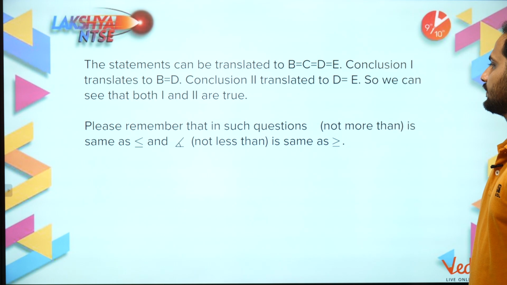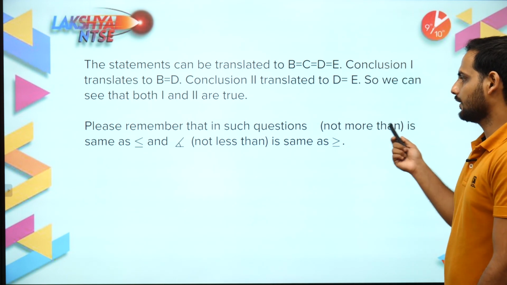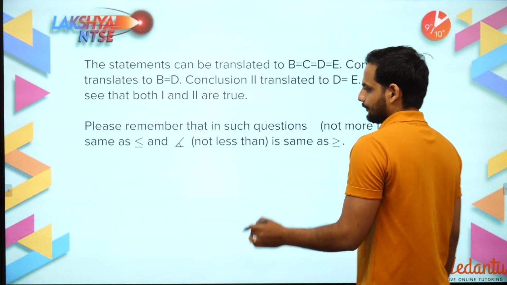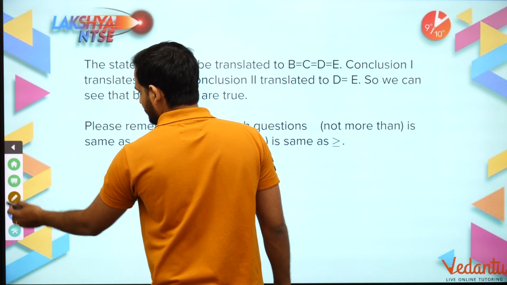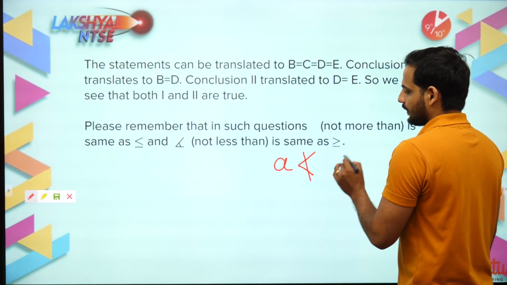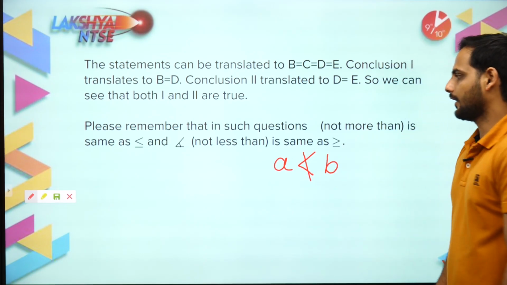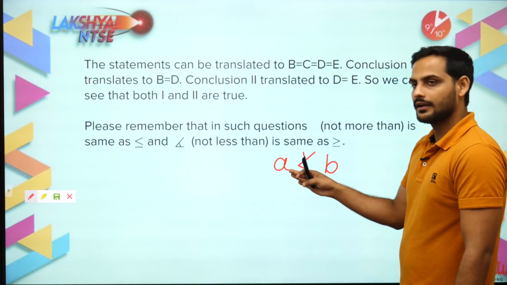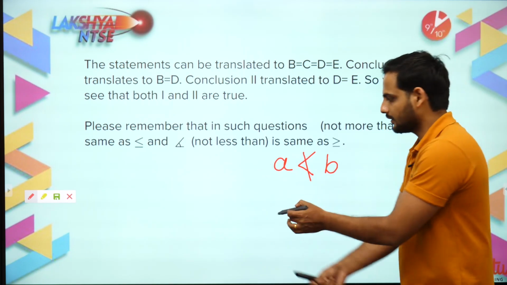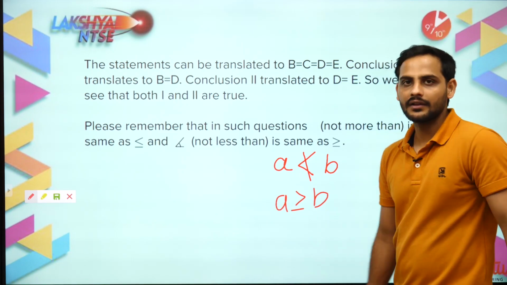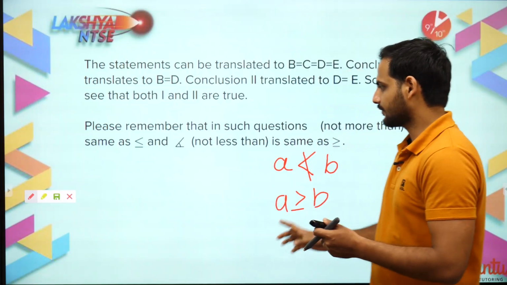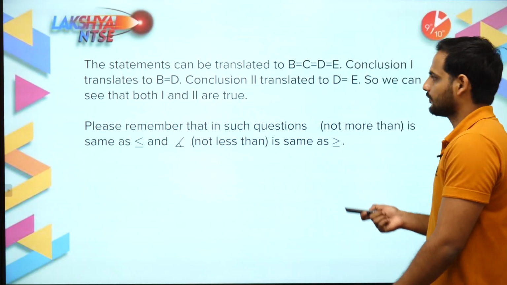The next question we have is, now please remember that in such questions, not more than is the same as less than or equal to. Suppose I say A, this I am saying. So what does it mean? It is saying A is not less than B. It means either A is equal to B or A is greater than. So it is equal to this part only. Understood? So not less than means it is greater than or equal to. This is what you have to understand. Just the basic stuff, if you understand it very clearly. Let's move to the next question now.